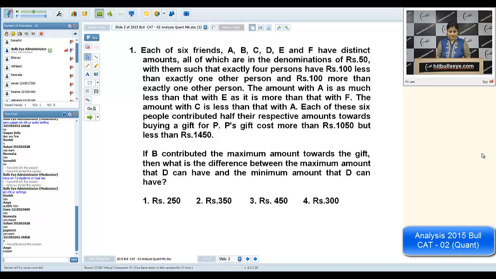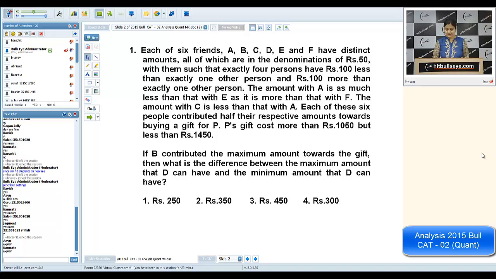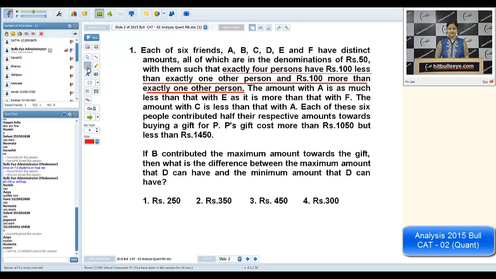Okay, it says each of 6 friends A, B, C, D, E and F have distinct amounts, all of which are in denomination of rupees 50, such that exactly 4 persons have rupees 100 less than exactly one other person. That was a key line here. So let us start. It says exactly 4 persons have rupees 100 less than exactly one other person and rupees 100 more than exactly one other person.